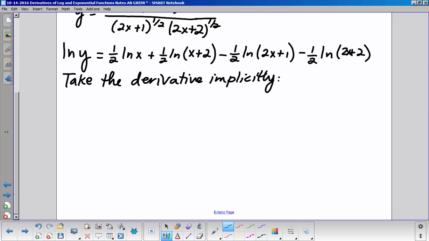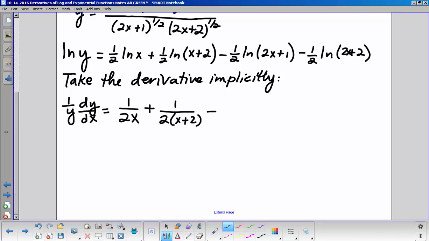All right. 1 over y, dy/dx, right? Yes, equals 1/2 times 1 over x, so it's 1 over 2x, good, plus 1/2 times 1 over x plus 2, and the derivative of the inside is just 1, perfect, minus 1/2 times 2 over 2x plus 1. And we can reduce the 2's, right? Yes.